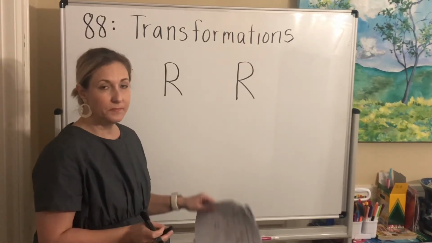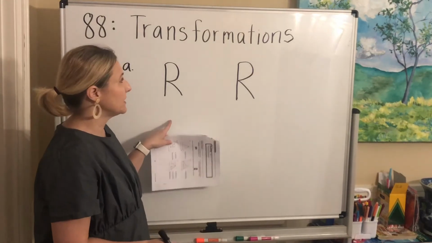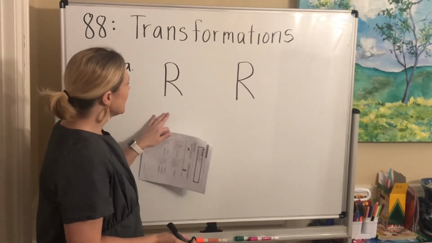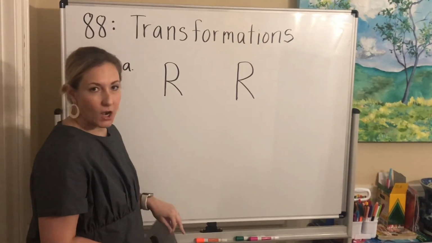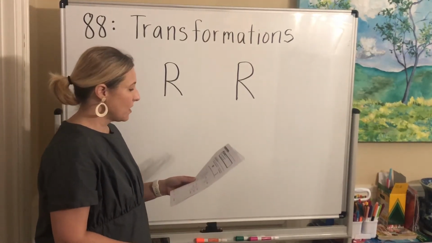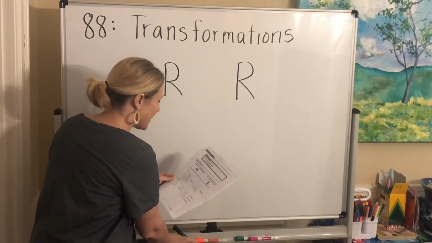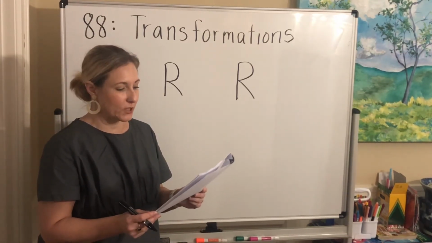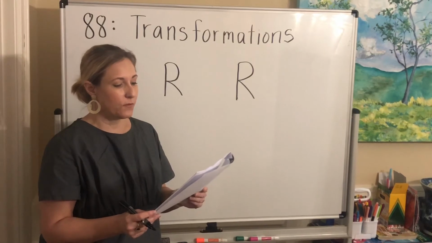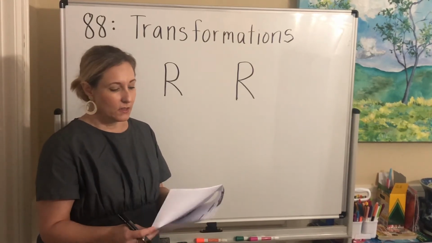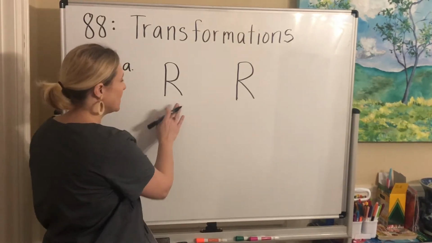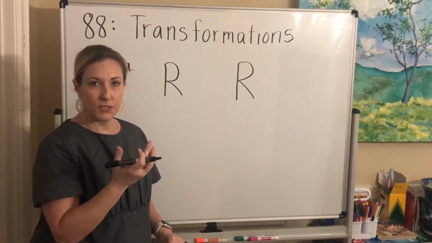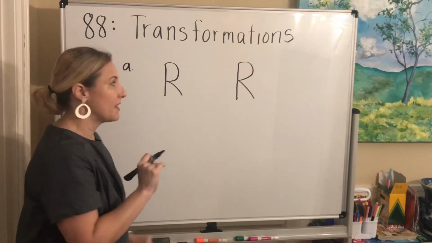Okay, let's take a look at the lesson practice for lesson 88. We have this R, and the directions are: sketch an uppercase letter R after a reflection in its vertical segment. So they want us to draw this R in reflection form. Let's pretend it's been reflected and now draw that.